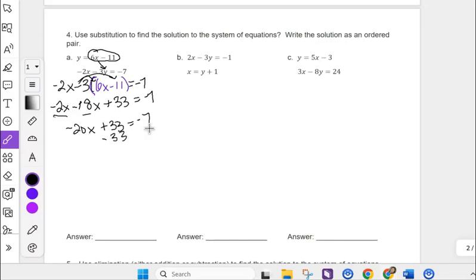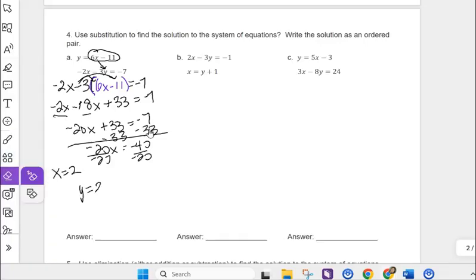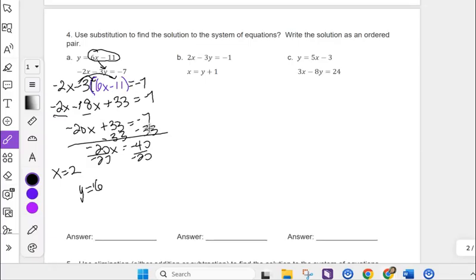Subtract 33 from both sides. I'm going to get negative 20x equals negative 40. Divide by negative 20. X equals 2. Now I have to go back and plug that into one of my original equations to determine what y is. So I'm going to have y equals 6 times 2 minus 11. So y equals 12 minus 11, so y equals 1. So my solution is 2, 1.